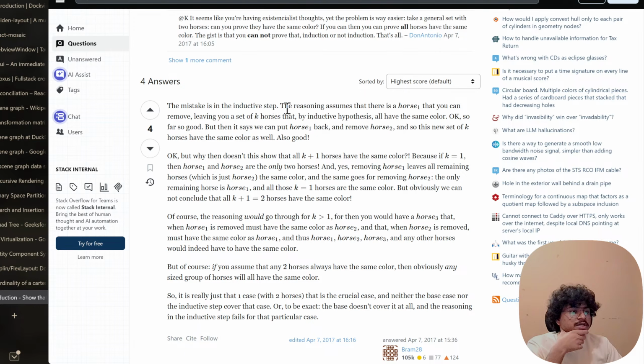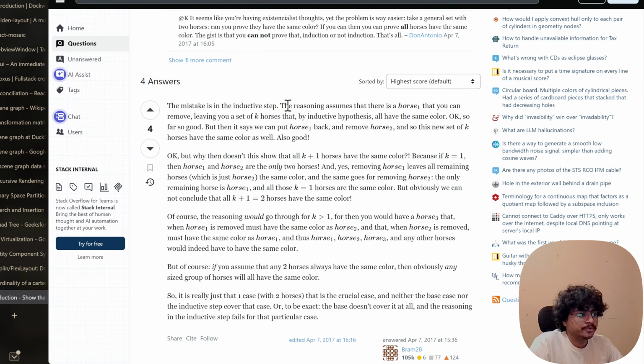The mistake is in the inductive step. The reasoning assumes that there is a horse 1 that you can remove, leaving you with a set of k horses that by the inductive hypothesis all share the same color. Okay, so far so good, but then it says we can put horse 1 back and remove horse 2, and so this new set of k horses have the same color as well, also good. But why doesn't this show that all k plus 1 horses have the same color? Because if k equals 1, horse 1 and 2 are the only two horses. And yes, removing horse 1 leaves all remaining horses, which is just horse 2. It's the same color, and the same goes for horse 2.